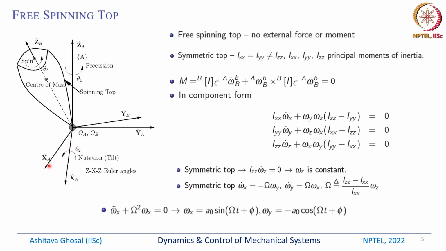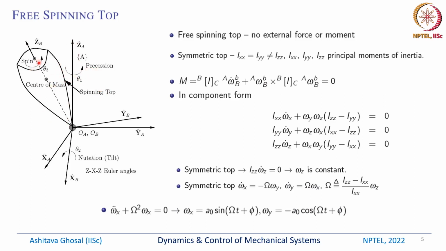So we have an XA, YA, ZA axis, and this top has a body fixed coordinate system which is ZB, which is along this direction as shown here. Then there is an XB and there is a YB. So there are these names for these different axes and the angles. So the rotation about Z axis, this θ1, is called precession.